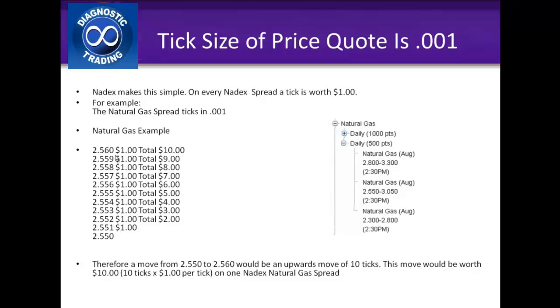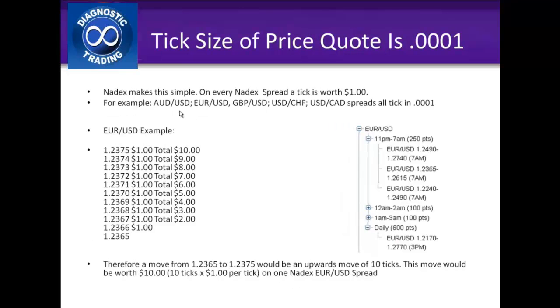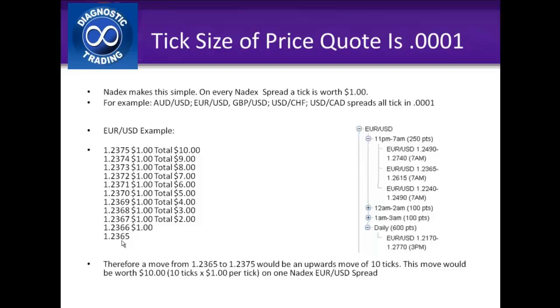If it moved 10 ticks, that'd be a $10 move on one Nadex natural gas spread. And on these currency pairs, such as Aussie dollar, Euro dollar, pound dollar, US franc, US Canadian, they all tick in 0.0001. Basically a pip. So look at it again on the Nadex platform, you'll see there's 4 decimal places. That last number right there, that's the tick value.